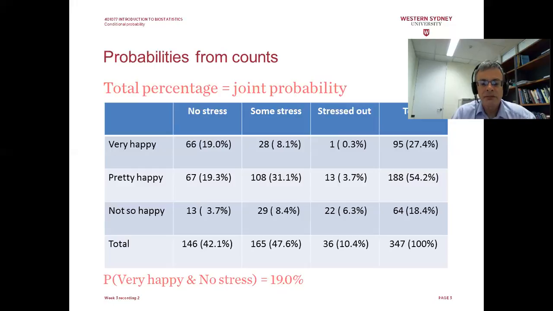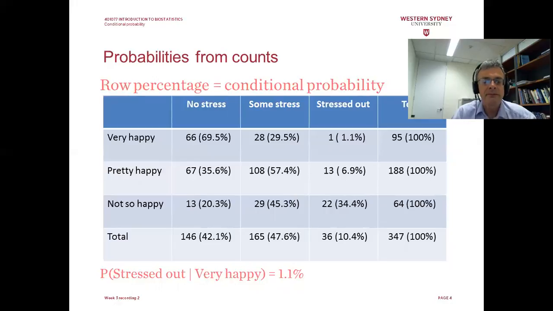There's actually a different type of probability which may be used more often. It's called a conditional probability. In conditional probabilities, we're looking at the row percentages or the column percentages. By a row percentage, I mean that the percentages add up to 100 in each row of the table. That means the very happy people are 100% of everyone that we're looking at, and amongst the very happy people, 69.5% of them have no stress, 29.5% have some stress, and only 1.1% are stressed out.